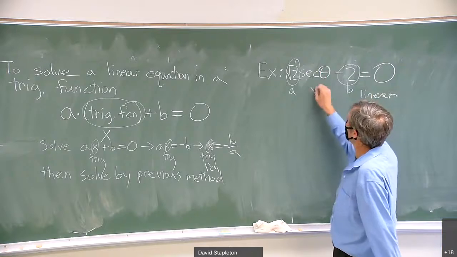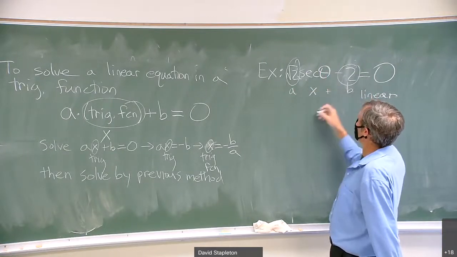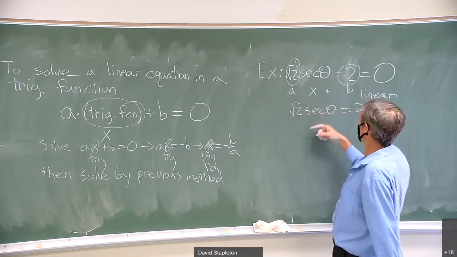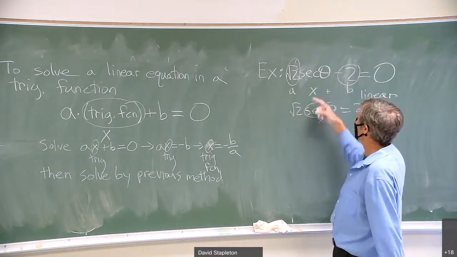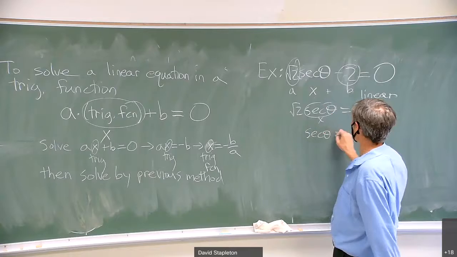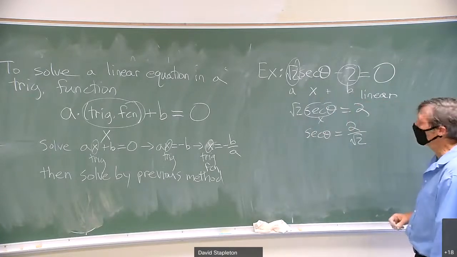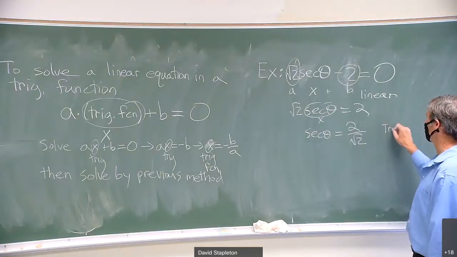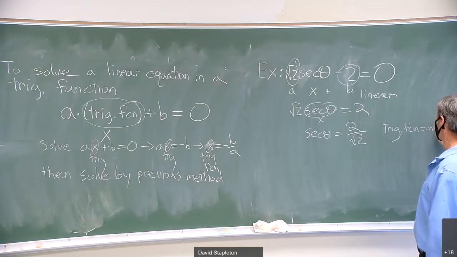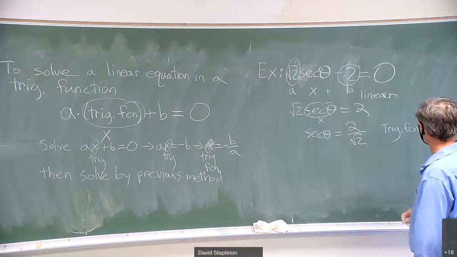If you think of this as a times x plus b equals 0 from algebra, how do you solve it? You subtract b from both sides, getting square root 2 secant theta equals 2. Then you divide by a, right? So you got square root 2 x equals 2. So I divide by square root 2, and I'll get secant theta equals 2 over square root 2. Right? There it is. Now I've got trig function equal a number. I go back to my previous method, right? Go to method 1. As I said, these things all go back to method 1. So solve for trig function equal a number in a circle.